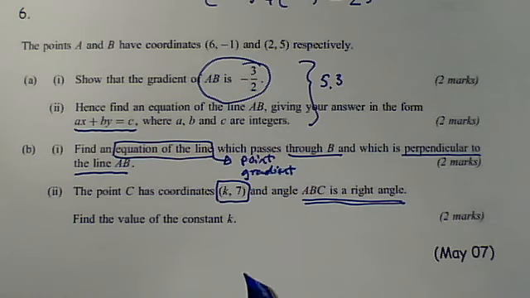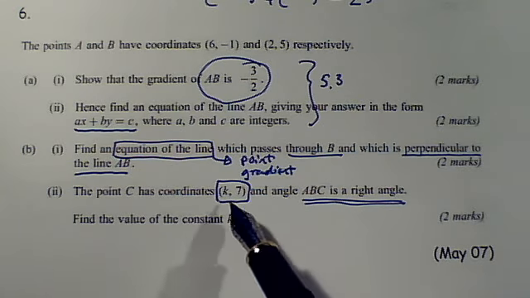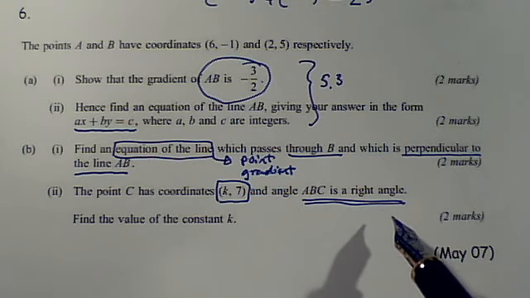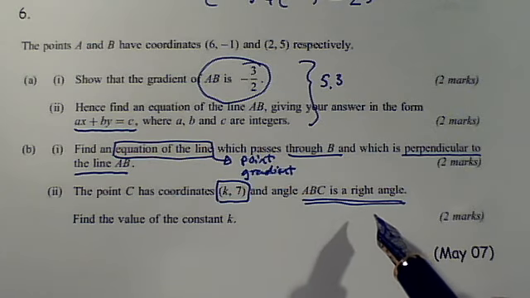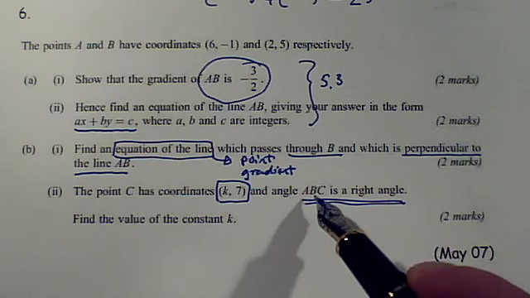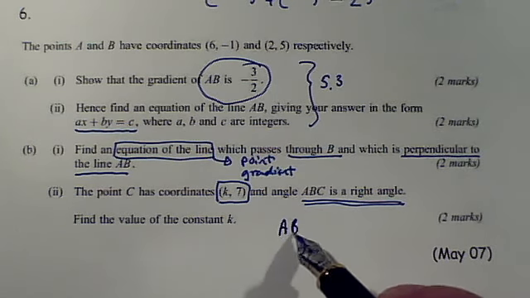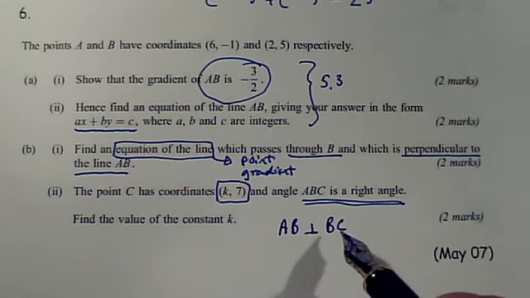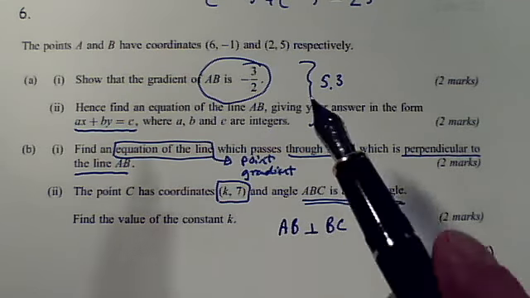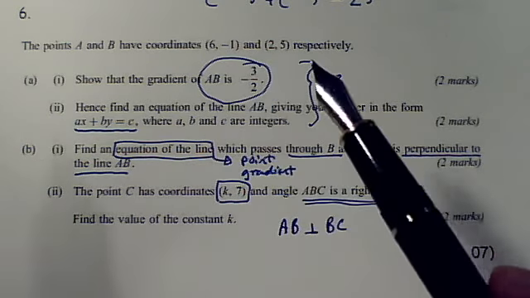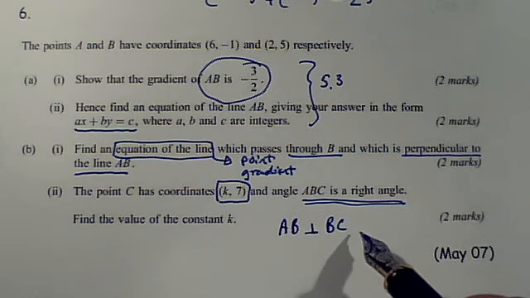And the interesting part of this question is B dotted 2. We know the point C has these coordinates, and angle ABC is a right angle. Now there are two approaches. The long way round is to say, okay, AB is a right angle, so AB and BC must be perpendicular. So BC's gradient must be perpendicular to the gradient of AB. So we can get the gradient of BC as a number.